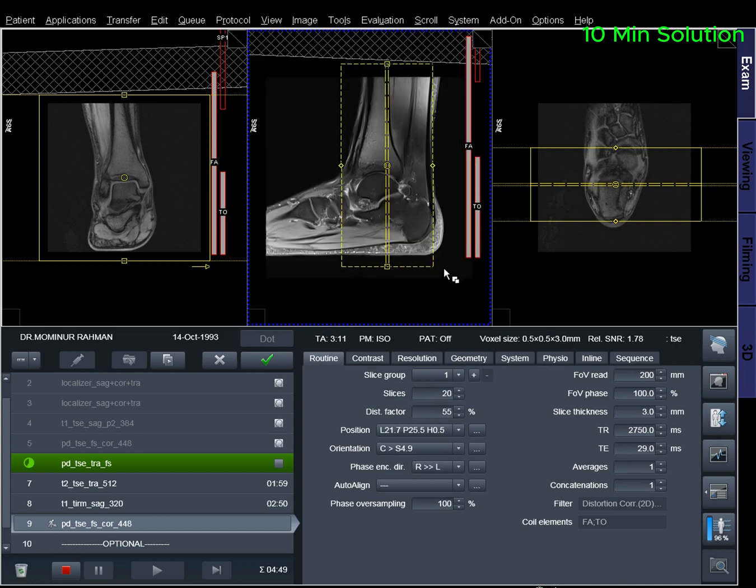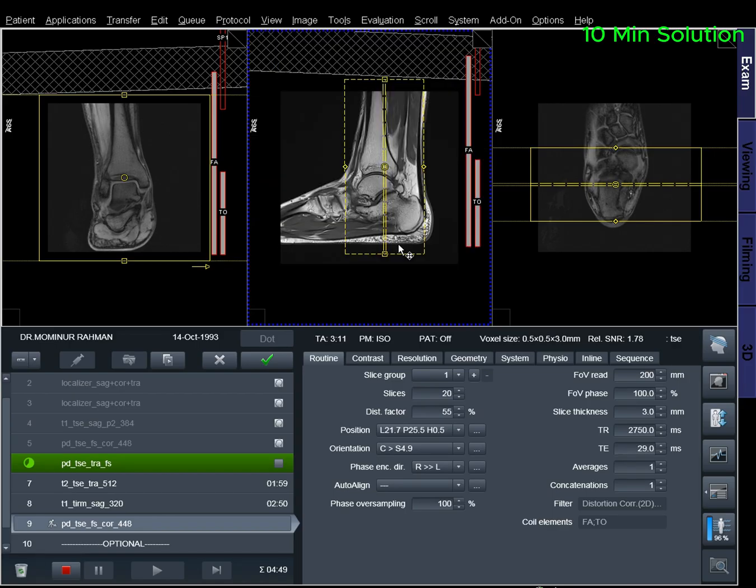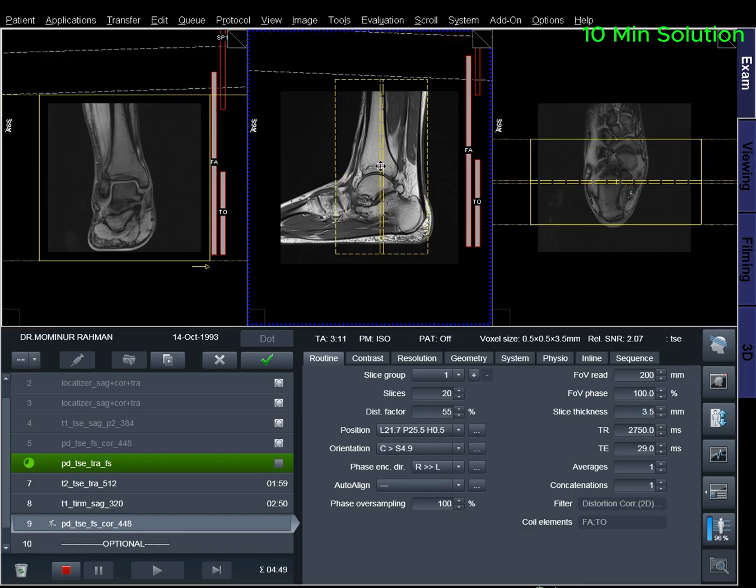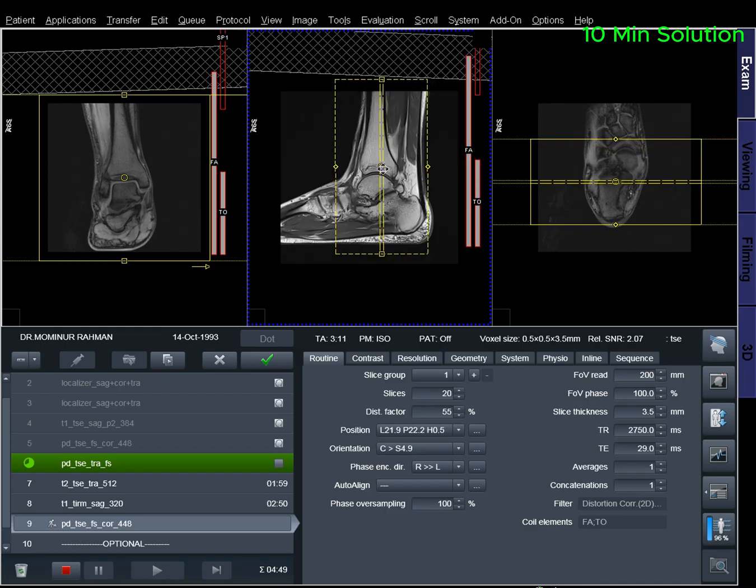Congenital and developmental conditions, for example, dysplasia, tarsal coalition. Achilles tendon disorders, for example, tears, tendinitis, tendinopathy. Infections of bone, joint, or soft tissue, for example, osteomyelitis.